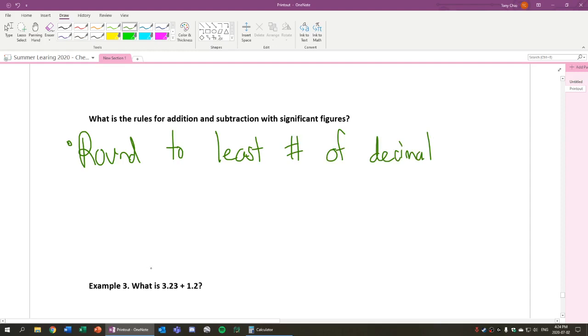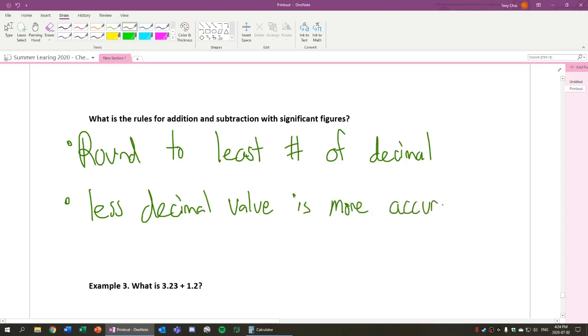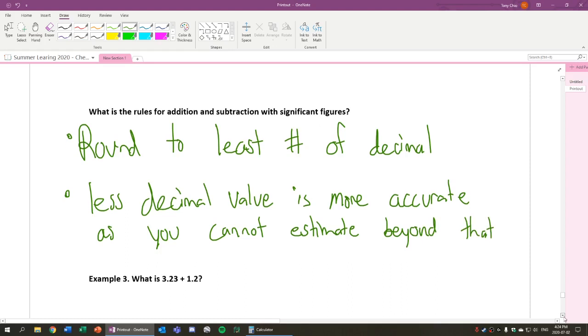The reason why is because the value with fewer decimal places is less precise, as you cannot estimate beyond that. And I'll show you that with this example here.